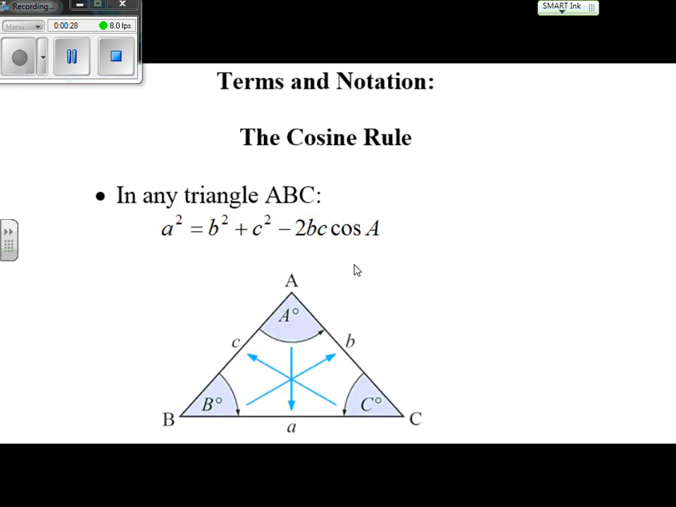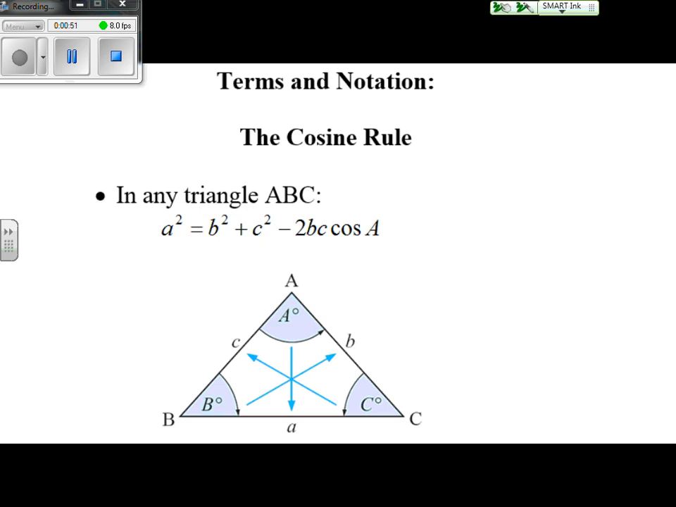So since we're using the cosine rule, we need to know what that is. Once in a while, you hear this referred to as the law of cosine as well. So it's the exact same thing. In any triangle ABC, a squared is equal to b squared plus c squared minus 2bc cosine A. It's kind of a mouthful, but there should be some things that look familiar.